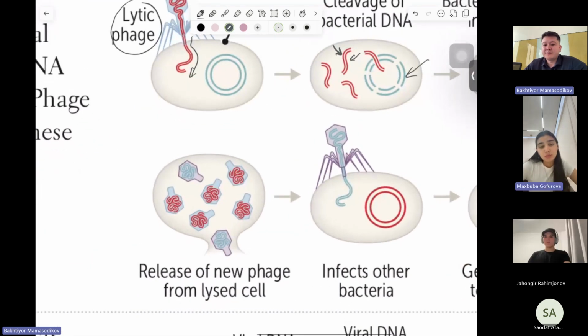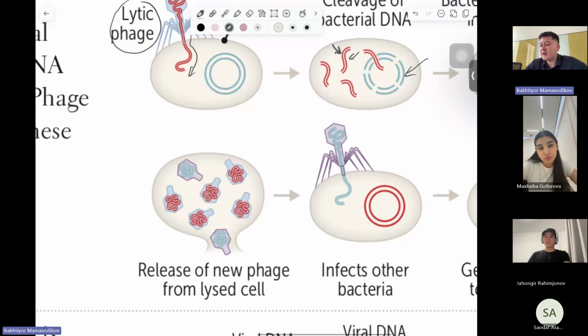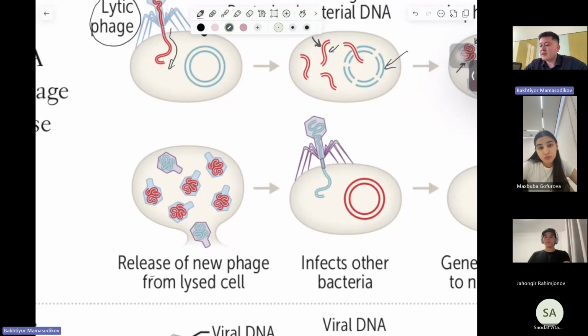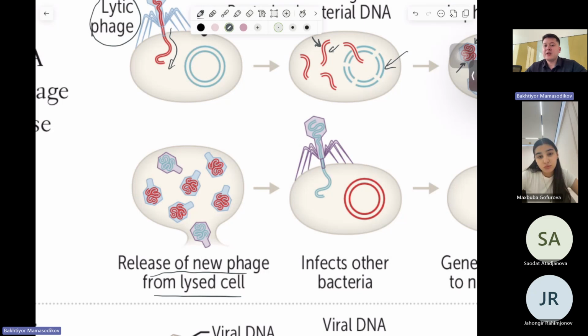So what's going to happen? These phages infect another bacterium, injecting the wrong DNA. So there will be a release of the new phage from the lysis itself. When they multiply, when they increase in number, they break down the cell. The cell is going to lyse. It's going to rupture. Then all the contents will be released out.